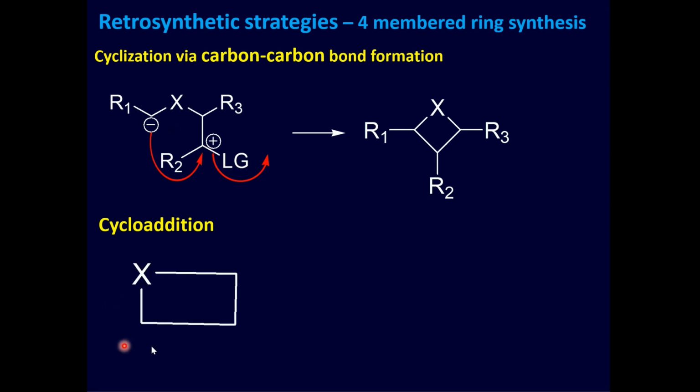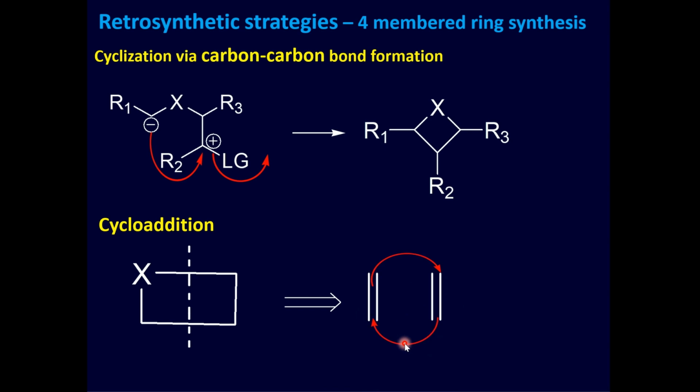Here I have a molecule with a four-membered ring. I break it like this. This part will become one synthon and this part will become another synthon, and I'll get two alkenes. This has 2 pi electrons, and this also has 2 pi electrons. The 2 pi electrons of this and the 2 pi electrons of this add to each other, and a 2 plus 2 cycloaddition takes place.